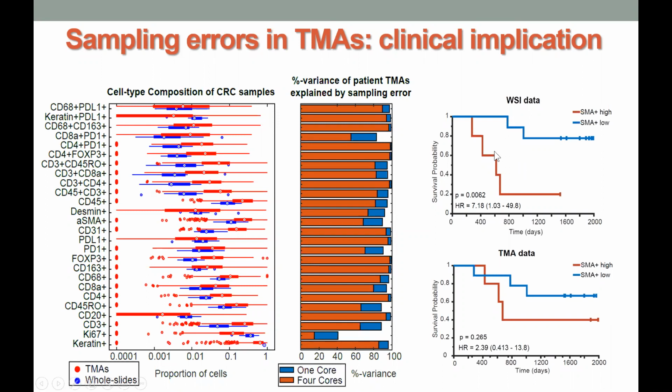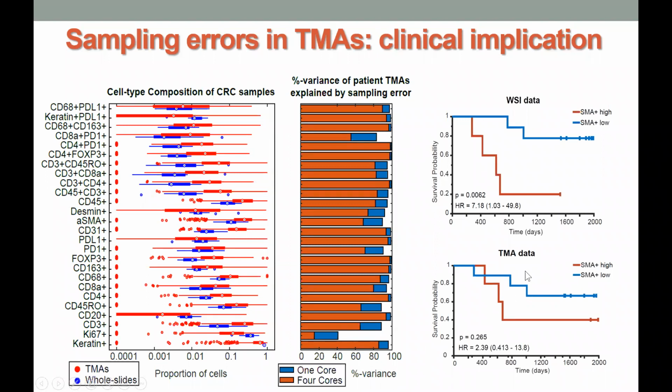So what's the implication? If it's just off a little bit, what's the matter? Let me show an example here. If we take the whole section data and evaluate using one marker here, SMA, to see how many fibroblasts are in this tissue, we can segregate the survival curve quite well using the whole slide. But if you try to get the same result using just TMA, although they show a similar trend, you don't have enough statistical power to discern this.